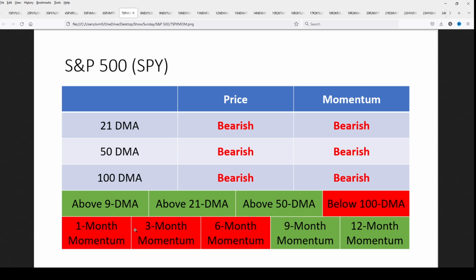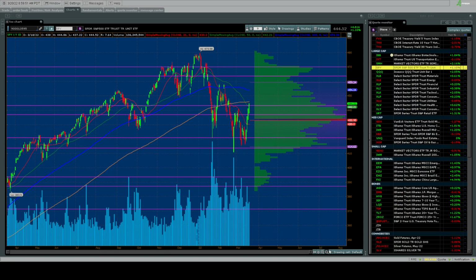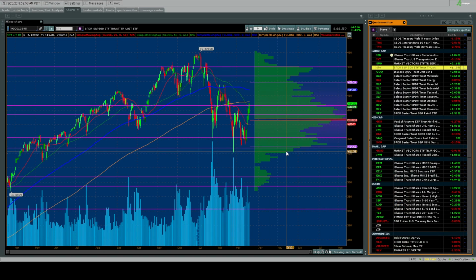But overall, it's kind of a mixed bag. It's just showing so far it's a reflexive bounce, but let's see what the bulls have to work with going into next week, because this is what you want. You look at the 6-month volume profile here, this red line, and what do you see? Price is now above it, so this is providing support.